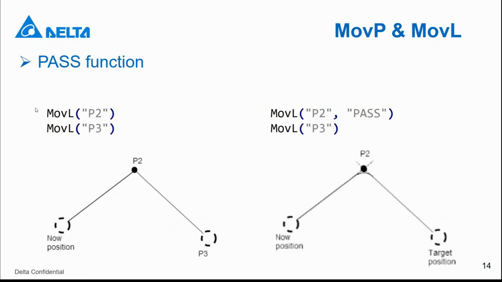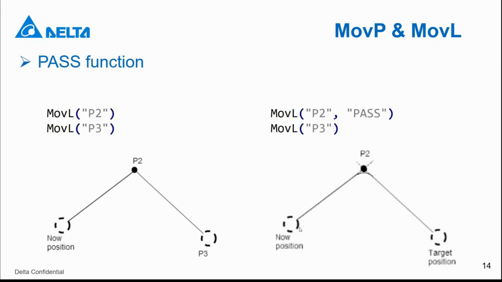But if you use a normal instruction, like move L to point 2 and then move L to point 3, it will be slower, because at point 2 you will also try to reach the target accurately. Then you will spend a little time, maybe a few milliseconds. Then it's slower. But this point is not important because we just want to avoid the obstacle here, so we don't want to spend time at this point. So now we can use the pass function. Then we can write the program like this: we want to pass point 2.